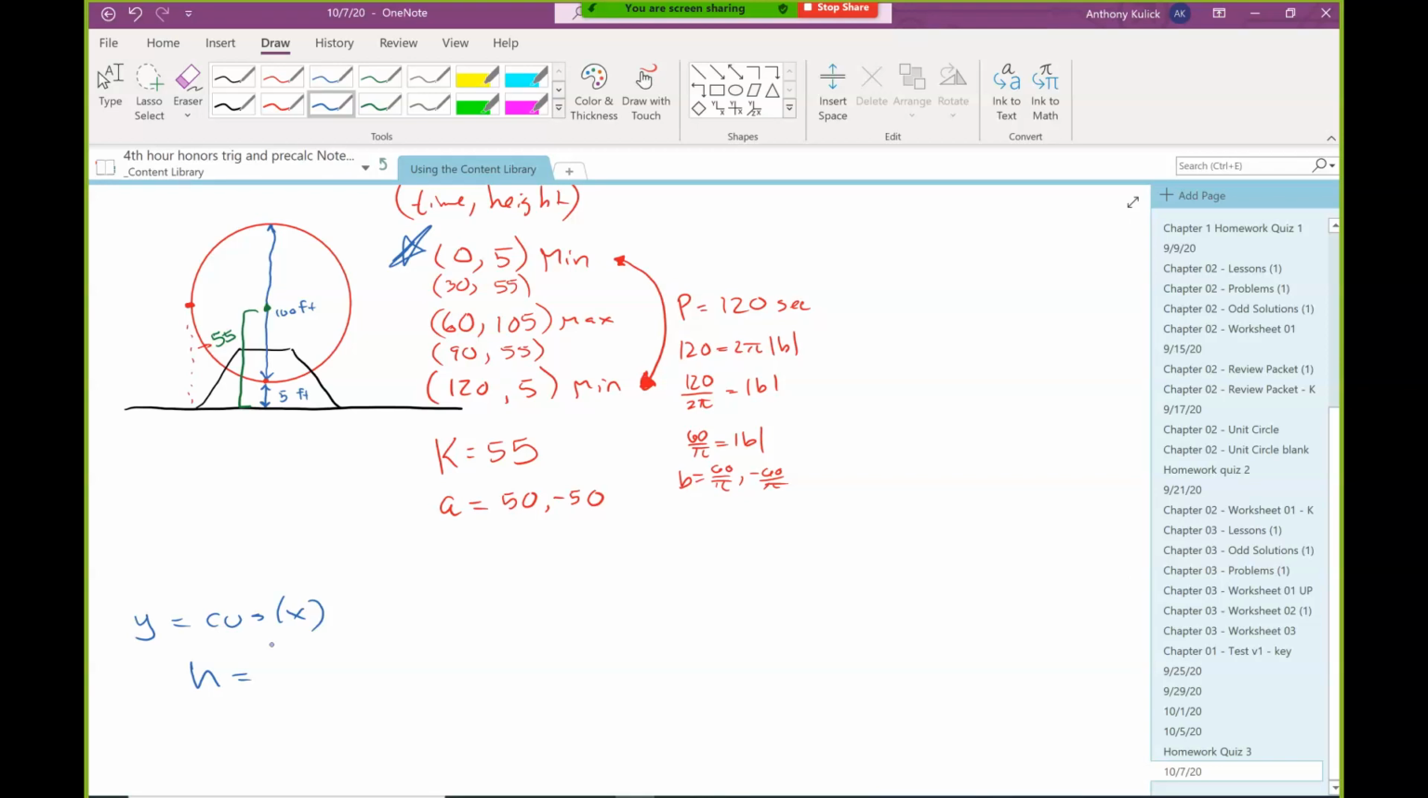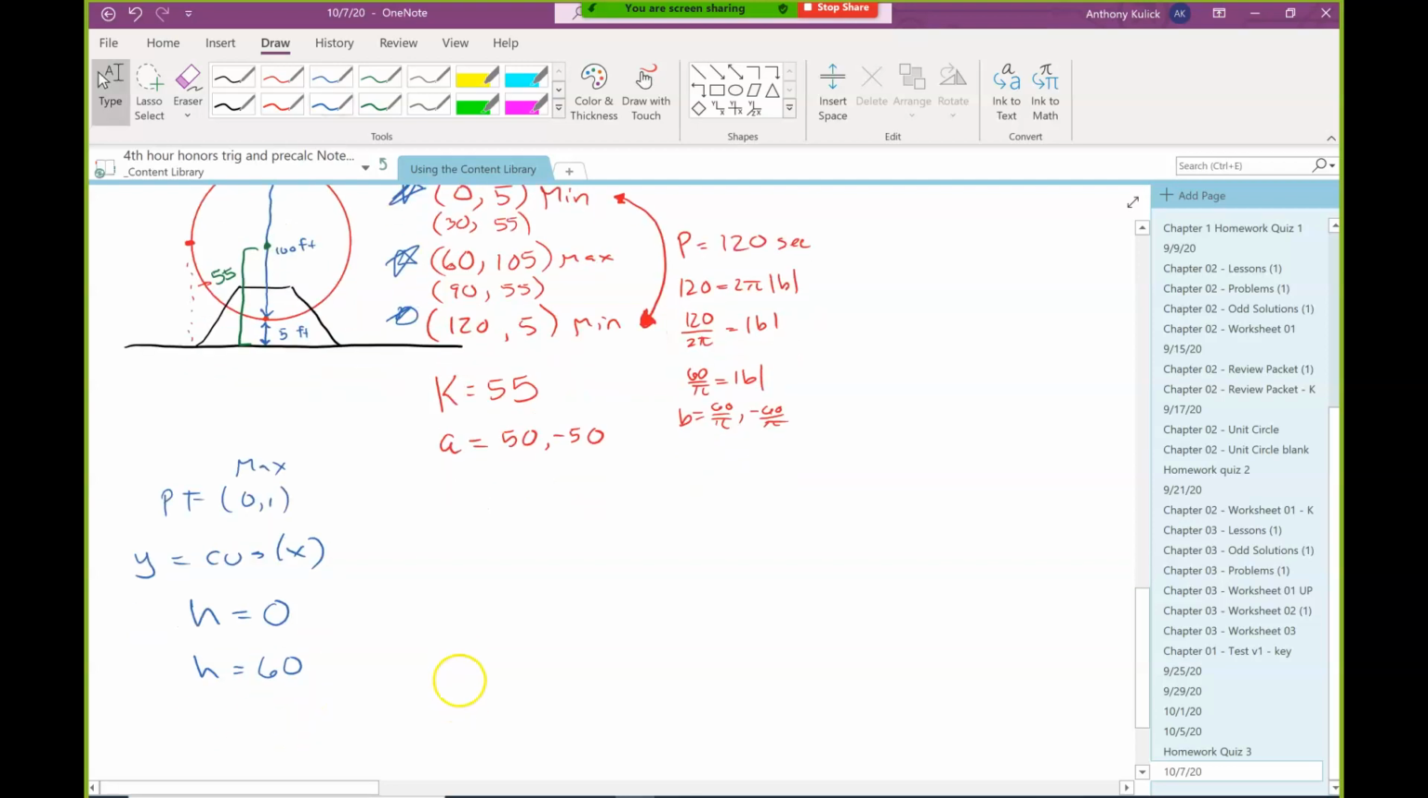Anybody want to venture? It's okay to be wrong and just take a guess, if you remember, ish. So the parent function for cosine is 0, 1, and that's at a maximum. So what kind of point would we want to be looking at? The maxes or mins, right? So a possible h value could be 0 or 60 or 120. Any of those could be appropriate h's.